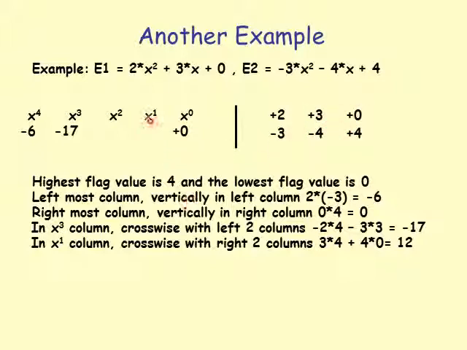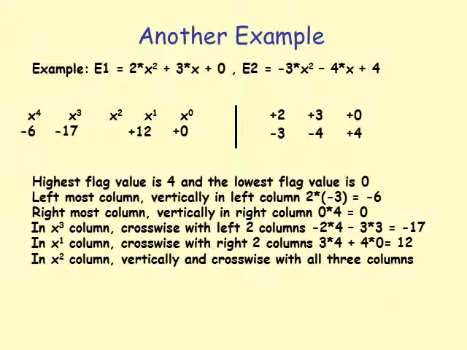So we have a 12x. In the middle here, we'll use all three columns in x squared, vertically and crosswise. 2 times 4 is 8. 3 times minus 4, this is vertical, it was crosswise here. 3 times 4 minus 4 is minus 12. Plus 8 minus 12 is minus 4. And this one is 0. So minus 4 is under x squared.